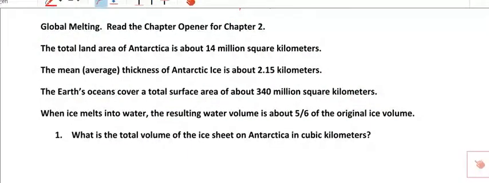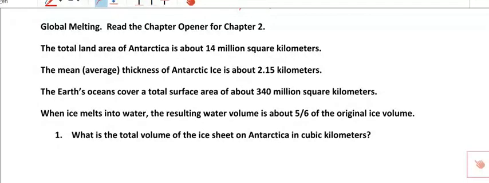I hope you took the time to go back and read the chapter opener for Chapter 2 on global melting. They give you a nice picture of Antarctica and some data about Antarctica, that it is 14 million square kilometers. That's the area. The average thickness of the ice is about 2.15 kilometers. We also know that the Earth's oceans cover a total surface area of about 340 million square kilometers. And when ice melts into water, the resulting water volume is about 5/6 of the original ice volume. So there are some facts about Antarctica.